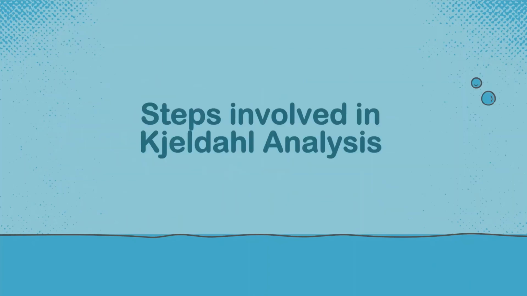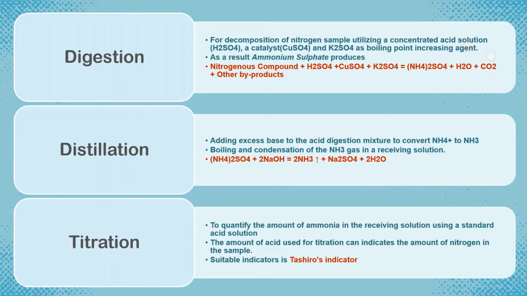Now, steps involved in the Kjeldahl analysis. The first step is the digestion or destruction process. For this step, our original organic nitrogen sample is destructed using sulfuric acid. So the sample is reacted with sulfuric acid in the presence of copper sulfate, and potassium sulfate is also added as a boiling point increasing agent. Copper sulfate is used as a catalyst.